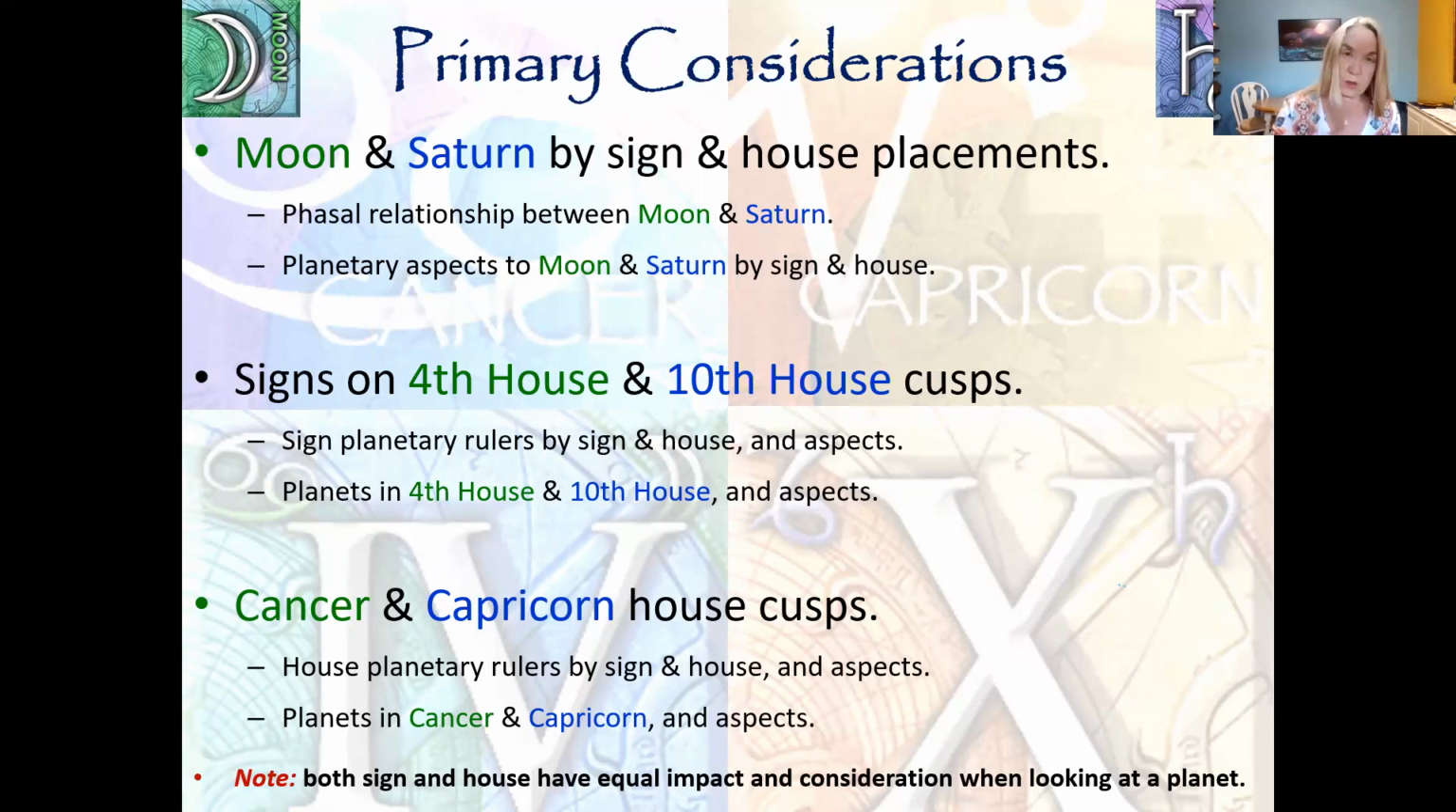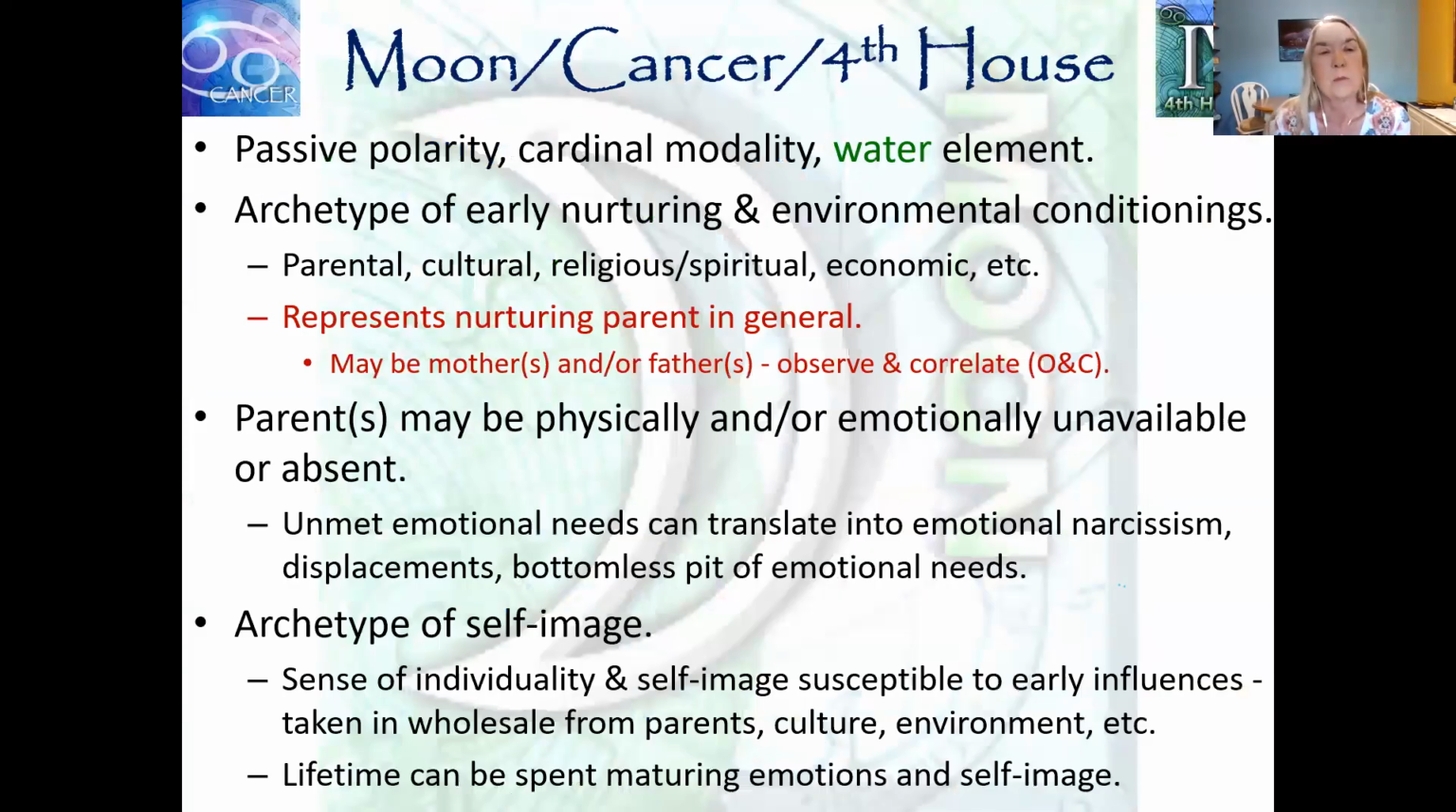And so, to get started here, Moon is passive polarity, cardinal modality, and it is the water element, which is our emotions. And so this archetype is our early nurturing and environmental conditionings, how we come out of that womb and start to be influenced by our parents, by our culture, by any religious, spiritual conditioning, by the economic conditionings of the parents and perhaps extended family.